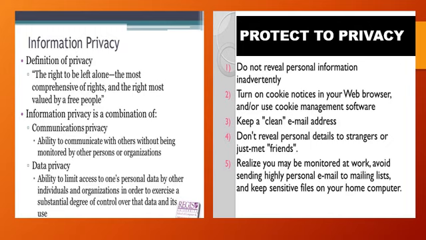Next, privacy. As we already know, privacy is the right to be left alone, the most comprehensive of rights and the right most valued by a free people. Information privacy is a combination of communications privacy and data privacy. Communication privacy is the ability to communicate with others without being monitored by other persons or organizations. Data privacy is the ability to limit access to one's personal data by other individuals and organizations in order to exercise a substantial degree of control over that data and its use.